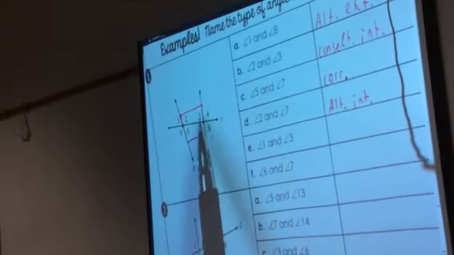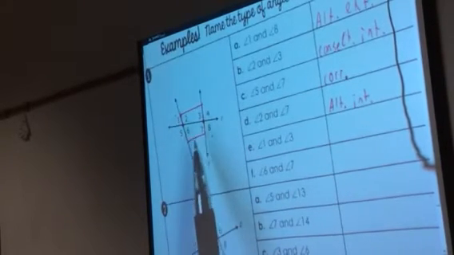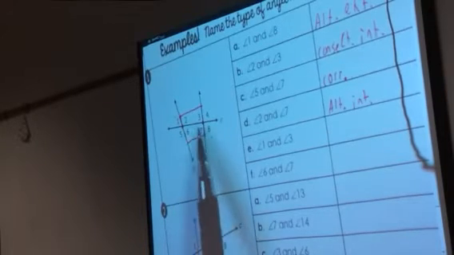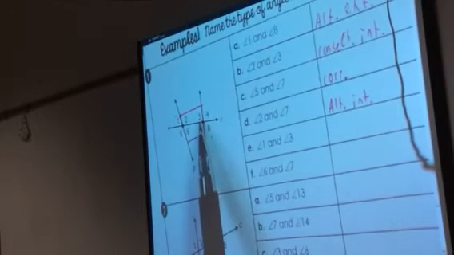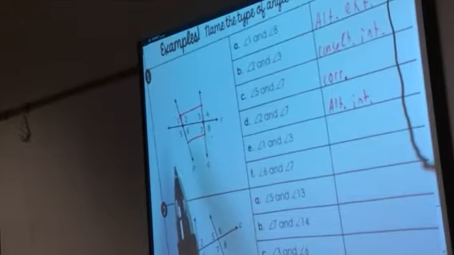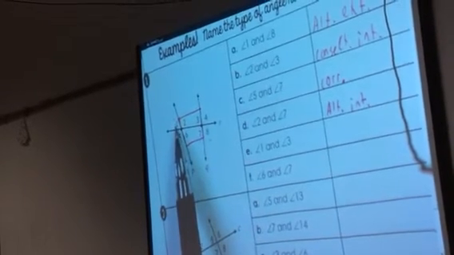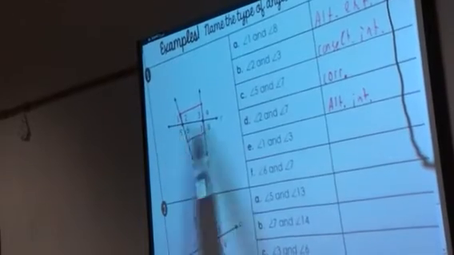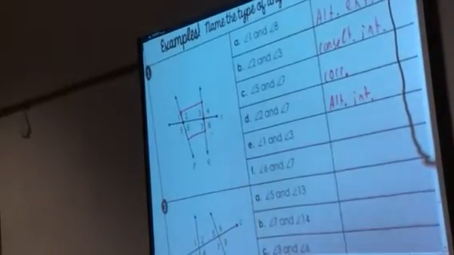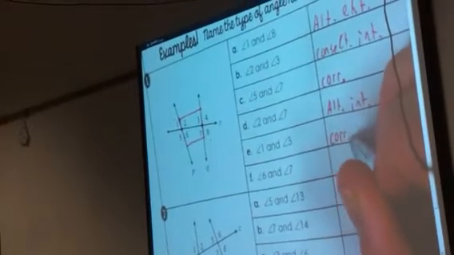1 and 3. They're consecutive, but they're not both inside, so they're not consecutive interior, so then I check to see if they're corresponding. Yeah. They are corresponding. 1 is in the top left of its group of 4. 3 is in the top left, so it is corresponding.